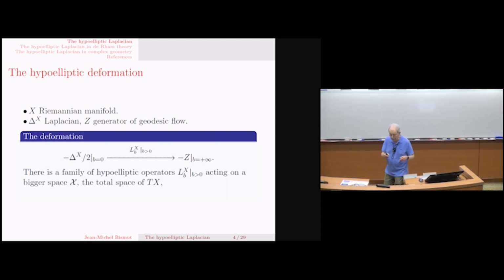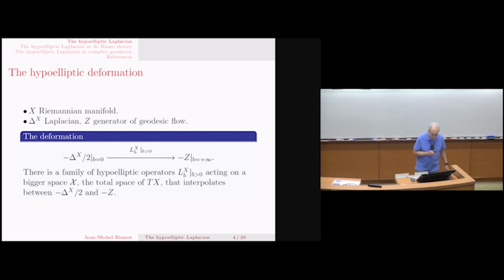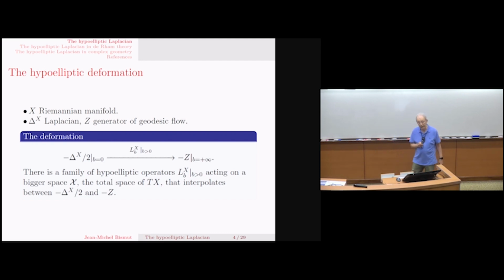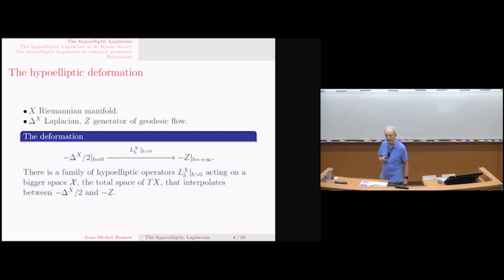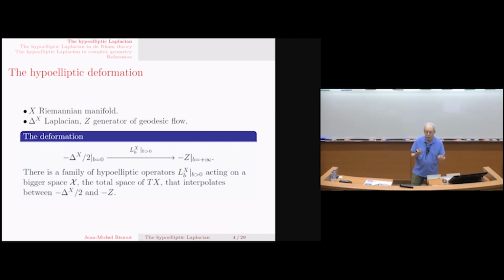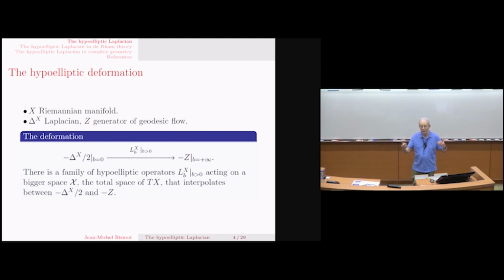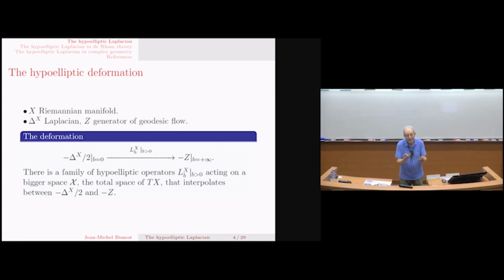bigger space, X script, which again is the total space of the tangent bundle, exactly like the geodesic flow, that interpolates properly between the Laplacian for b equals 0 and the vector field for b equals infinity. So already you see that there is something fishy here because these two operators on the left and right-hand side do not act on the same space. One is acting on the base space, the other is acting on the bigger space. So the idea of the interpolation, in some sense, looks like interpolating between a giraffe and an elephant.